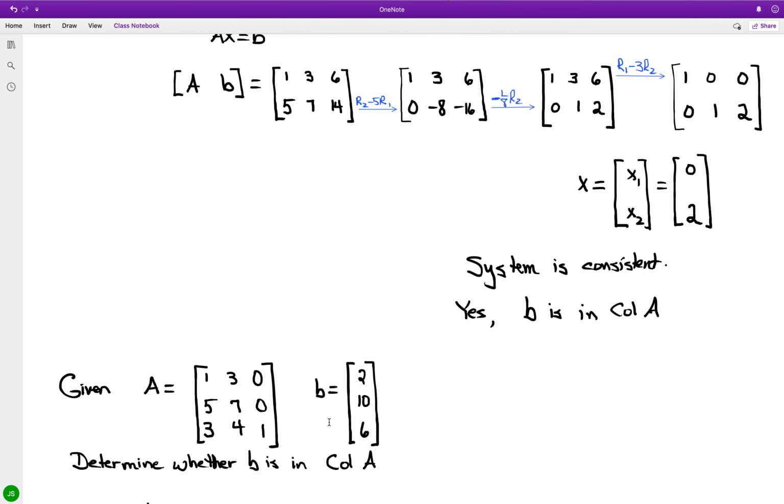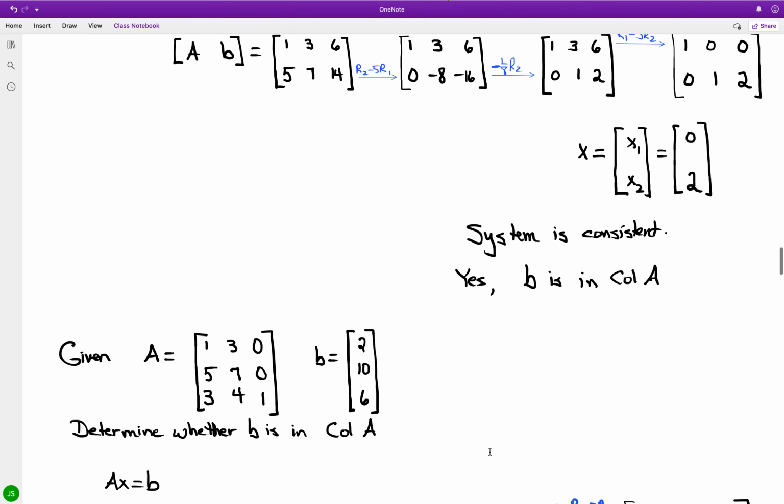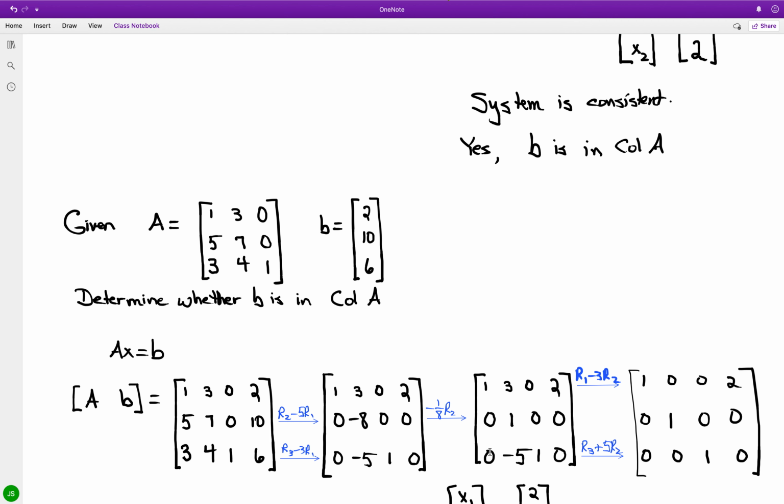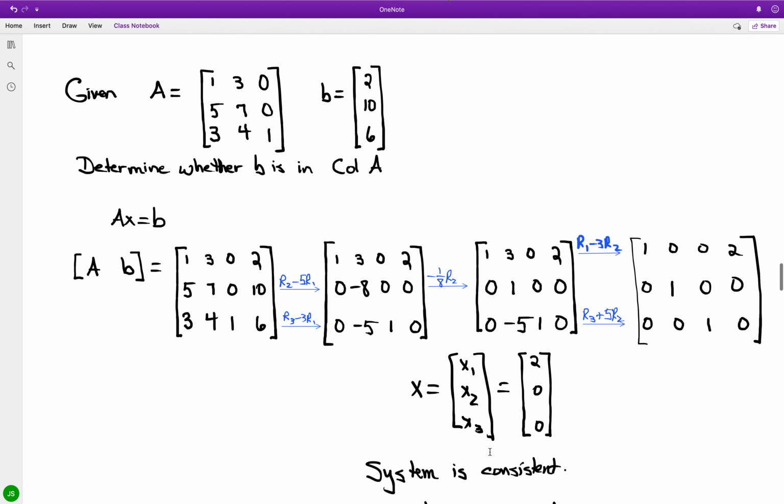To determine whether this vector is going to be in the column space of A, again, we have Ax = b. And for the augmented matrix that is formed, we have 1, 3, 0, 2, 5, 7, 0, 10, and 3, 4, 1, and 6. To get the 5 and the 3 converted to 0, again, we have R2 minus 5 times R1, and then we have R3 minus 3 times R1.